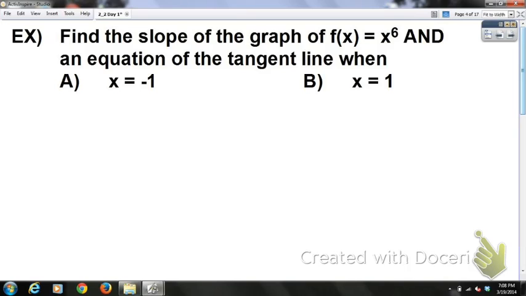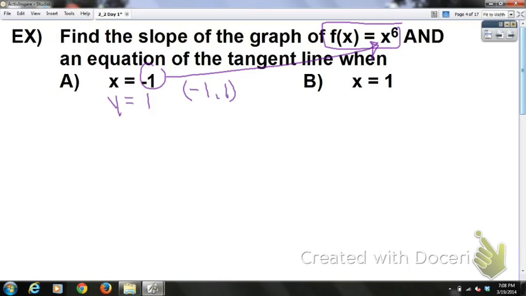Now, if I want to find a y value of my original function, if x is -1, let's plug in -1 into our original function, f of x equals x to the sixth, and find what the function value or y value would be. So when I plug in -1 for x, -1 to the sixth power is +1. So our function value, our y value, would be equal to 1. So we now have the ordered pair -1, 1.